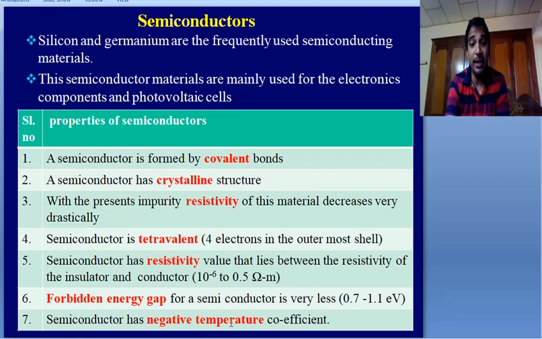A semiconductor has a negative temperature coefficient. This is very important. Negative temperature coefficient means when the temperature increases, the charge carriers available will be increasing. Means the scope for electricity to pass is increasing. Means the resistivity is going to decrease.